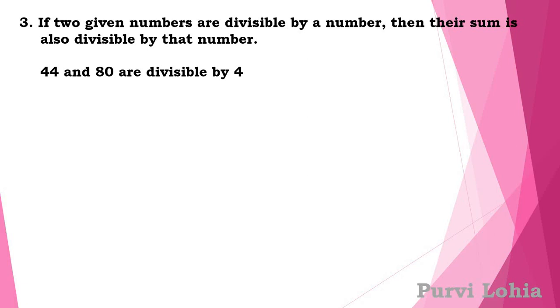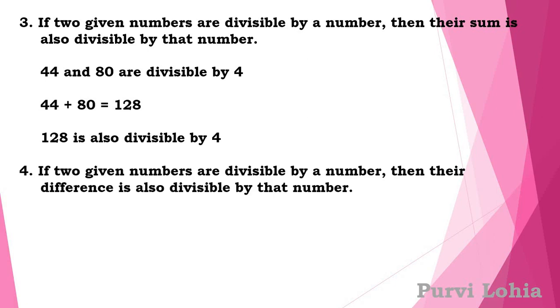So, the sum of 44 and 80 is 128, and we see that the last two digits are 28. So 128 is also divisible by 4. Okay, understood?